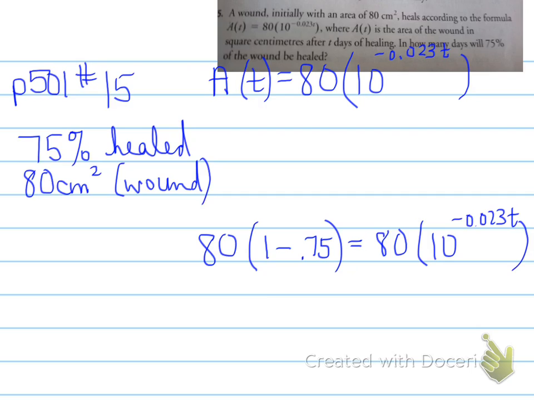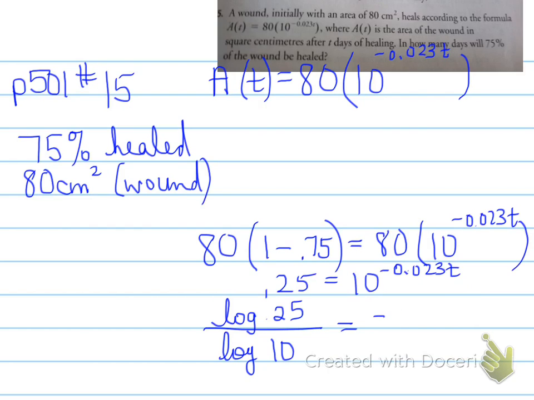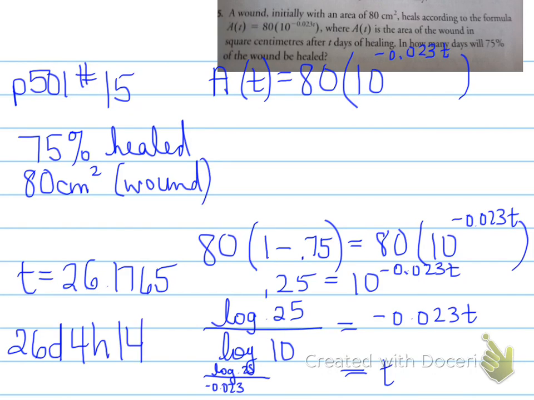Funny enough, when I divide everything out, I end up with this equation. Look at what this equation represents. The exponent expression is equal to 25%. That is, 25% of the wound is still left. We need to know how long that will take. Take the log of both sides and divide out the values, and we end up with t equal to 26.1765.